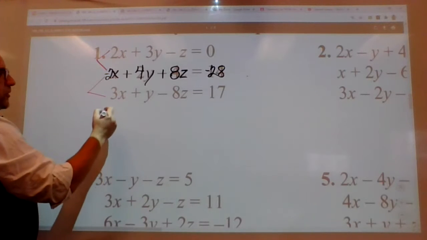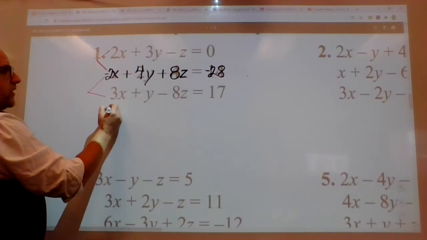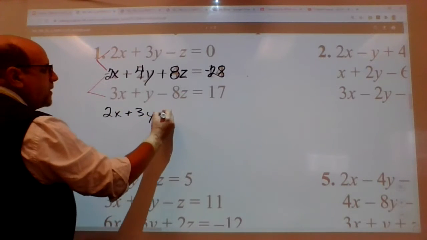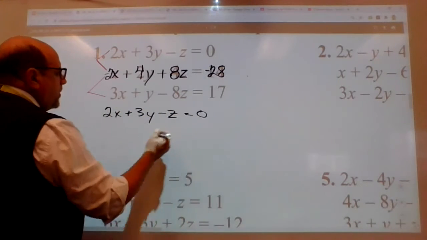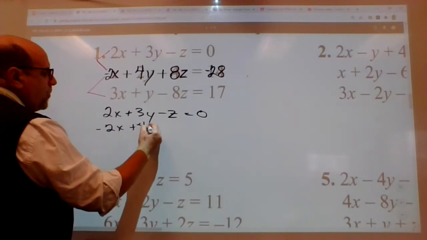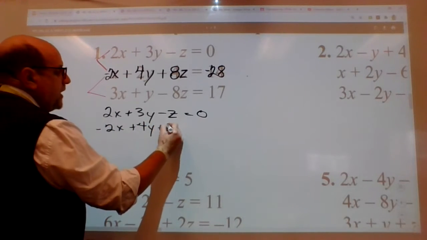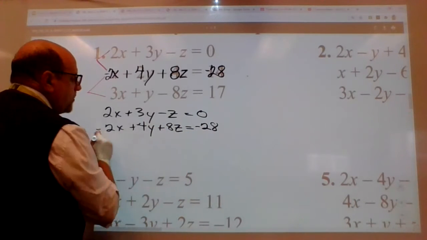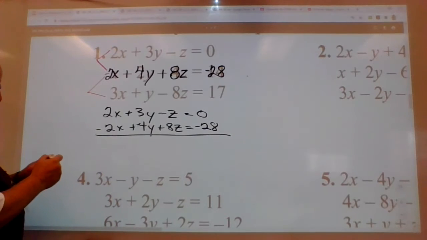Okay, well now I have these two equations and I've scaled this up so that I have opposites so that I can add these two. So here we go. Are you scared? Of course you're not scared. I'm going to rewrite real fast. 3y minus z equals 0. Negative 2x plus 4y plus 8z equals negative 28. Let's add them together.